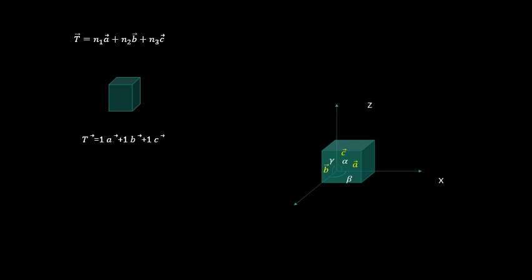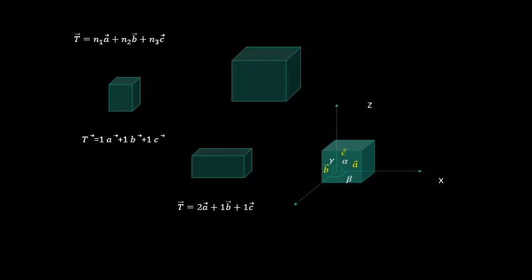If n1 equals 2, n2 equals 1, and n3 equals 1, the lattice can be represented as shown. If n1 equals 2, n2 equals 2, and n3 equals 2, the lattice can be represented as shown. In these cases, the angles alpha, beta, and gamma are equal to 90 degrees.